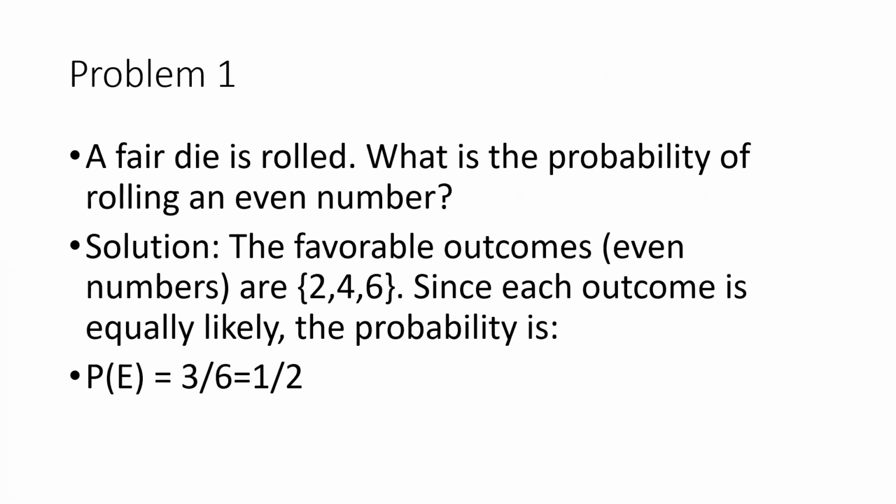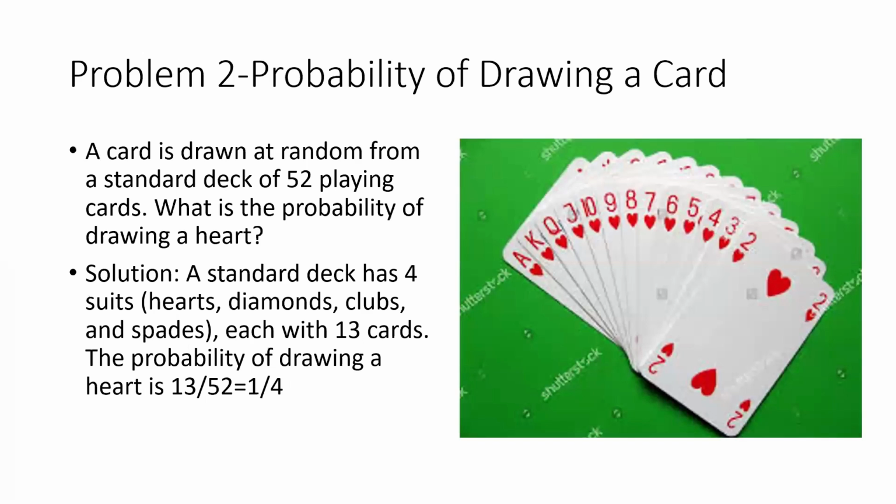A fair die is rolled. What is the probability of rolling an even number? The even numbers can be only these three: 2, 4, and 6. Each outcome is equally likely. The probability is 3 by 6, which is equal to 1 by 2.